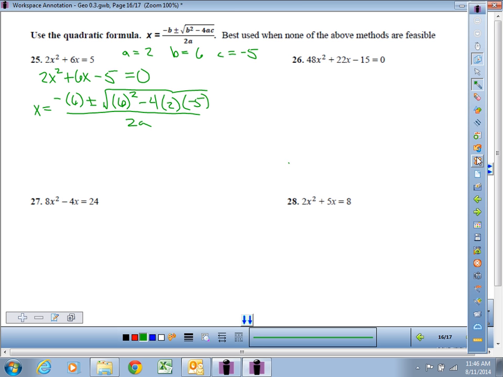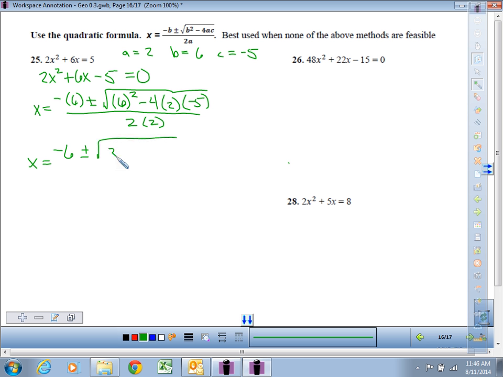Now a is 2. We've got to be very, very careful with our negatives here because that's a big mess up on these. All right, so let's go ahead. We have the opposite of 6, which is negative 6. Because remember, if your b value is negative, then that would be the opposite of a negative, which would be positive. Plus or minus the square root.